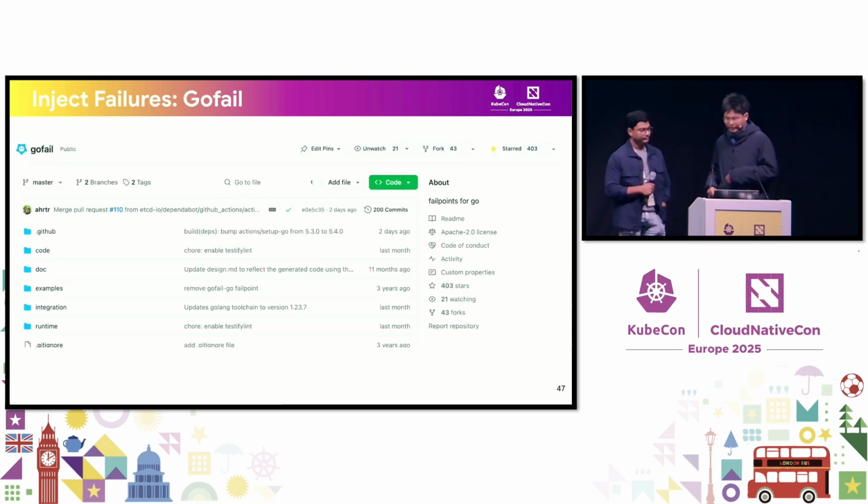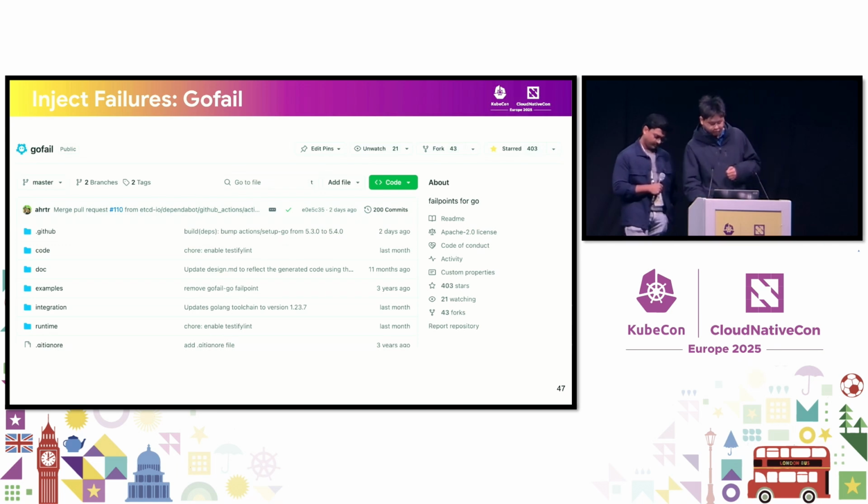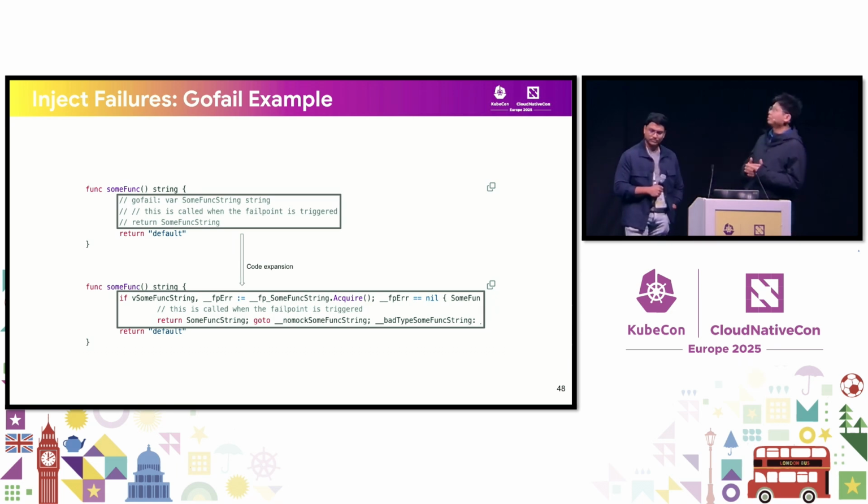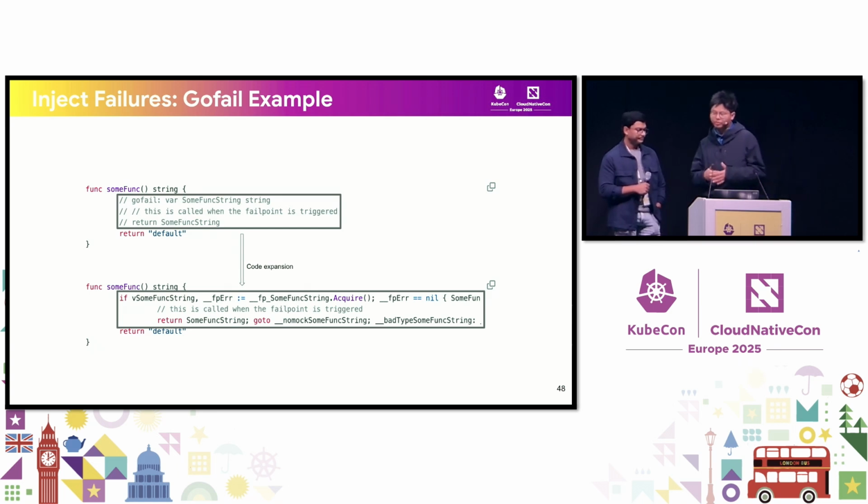The first one is GoFail. It's a project under the etcd organization. It enables us during runtime to inject failures into certain code paths. And it's very simple to use. As you can see, in the function, you can add a comment with GoFail in a certain format, then you can use GoFail to generate the Go code from the comment for you, and then you can compile the code with this GoFail code contained inside. And during execution, you can use an HTTP endpoint to enable it, or use an environment variable to enable it on start.